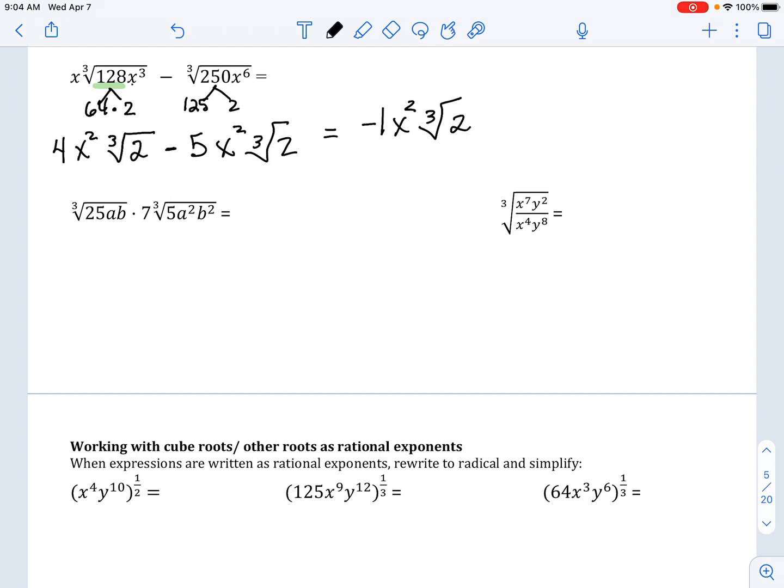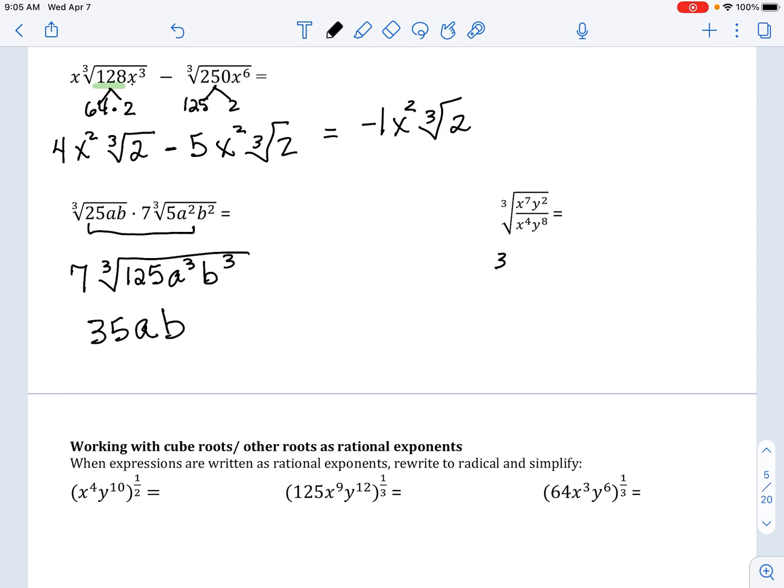When you're multiplying and dividing, as I said, you do not need to have the same number. You just have to have the same index. So for this one, we would multiply everything on the inside. So that's going to be 7 times the cube root of 25 times 5 is 125, a cubed, b cubed. Cube root of 125 is 5 times 7 is 35. Cube root of a cubed is a, cube root of b cubed is b.